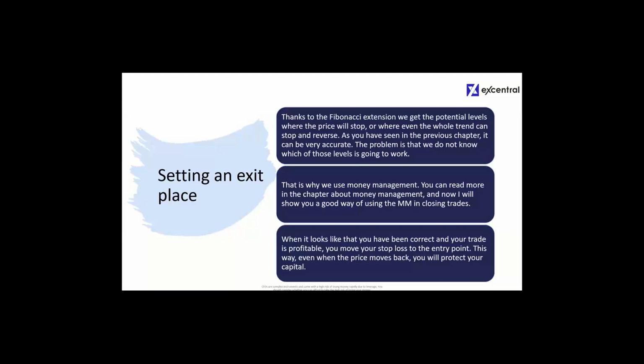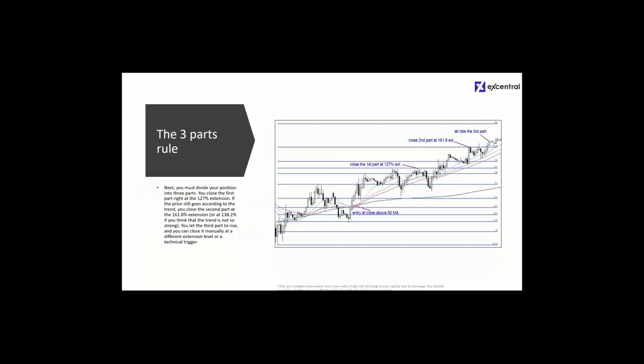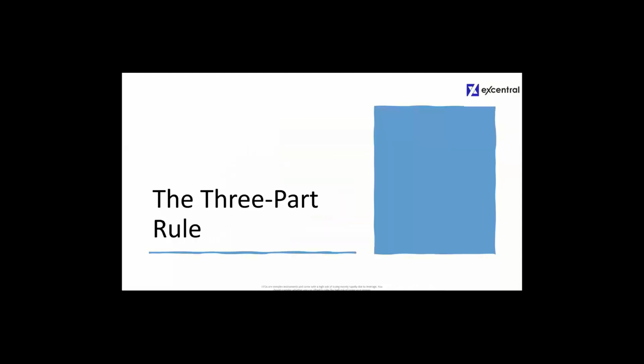So thanks to the Fibonacci extension, we get the potential levels where price will stop its move, and where even the whole trend can stop and reverse. So as you've seen, the problem is, what do we do? How do we know which of these levels are going to work? We don't. We only have these to give us warnings, to give us risk, to help us understand what the market might do. Because when we're watching a price move, we need to know important levels so we can see whether it's got the momentum to keep going in its direction or it's losing that momentum.